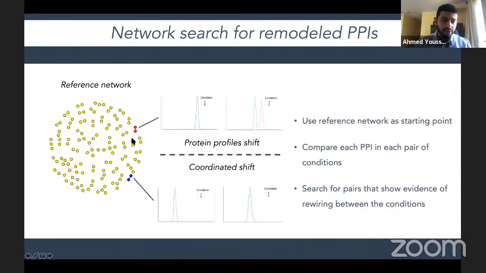But essentially what we are doing in the standard strategy is taking our PPI, going over it one interaction at a time, scoring the remodeling that's occurring. For example, on the top here, you can see an example where under one condition, the protein profiles showed good overlap, and in the second condition, they move away from each other, suggesting some kind of remodeling. While on the bottom, we see another situation where it's more of a coordinated shift, where the two peaks are moving together to the right. And looking for these kinds of scenarios, we can ultimately find those pairs that show some evidence of remodeling between our given conditions.